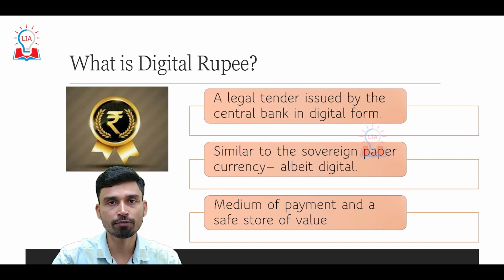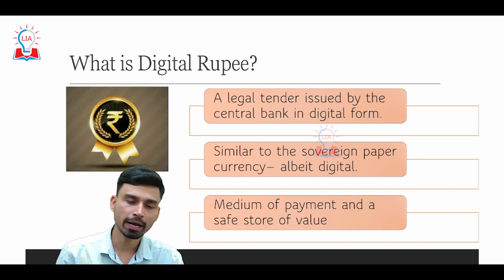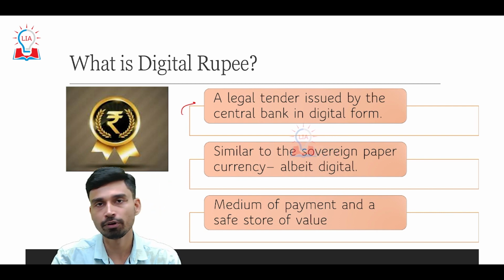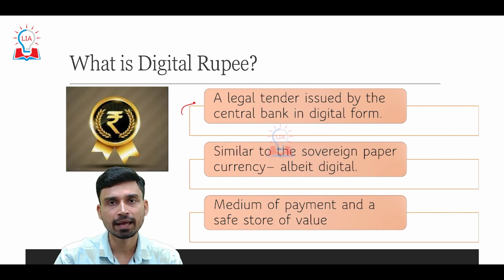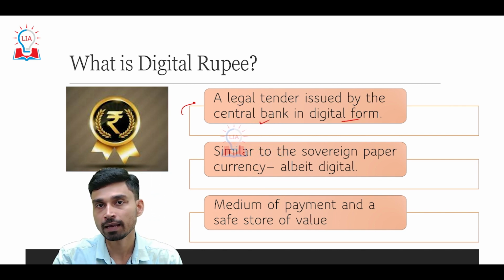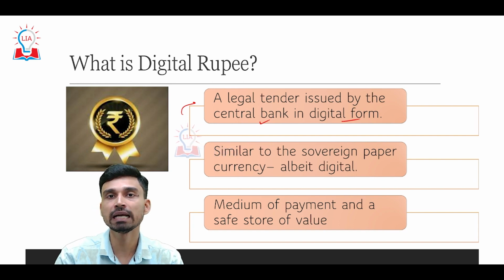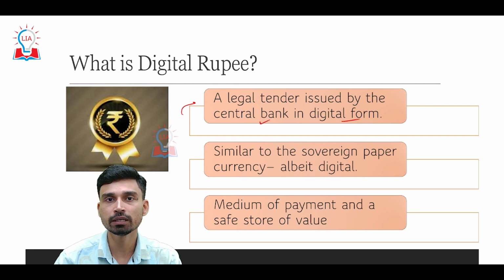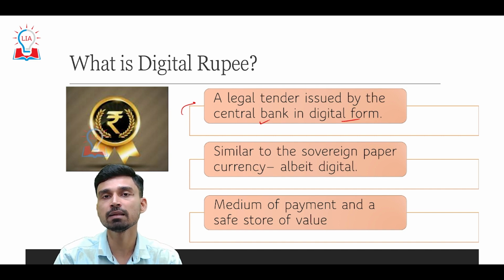So the first question that obviously comes to mind is: what is a digital currency, or what is the digital rupee? As per the definition given by the Reserve Bank of India, the digital rupee can be defined simply as a legal tender issued by the central bank in digital form. That means it is very similar to the currency notes that we hold in our hands. The only difference between the digital rupee and the physical currency note is that one is digital and the other is physical. Apart from that, the value and importance, as well as the backing by the government and Reserve Bank, will be similar for both.